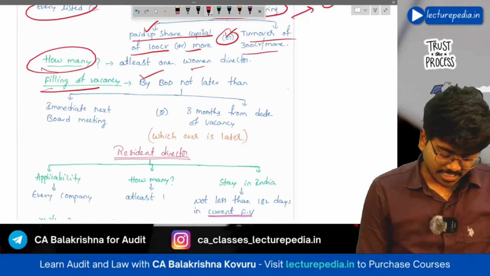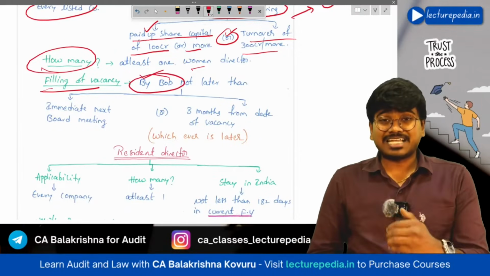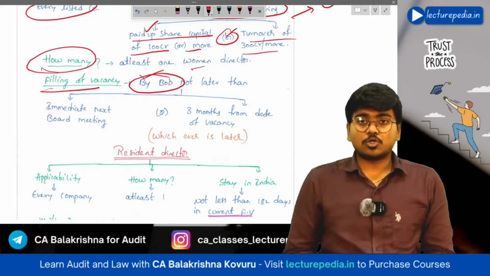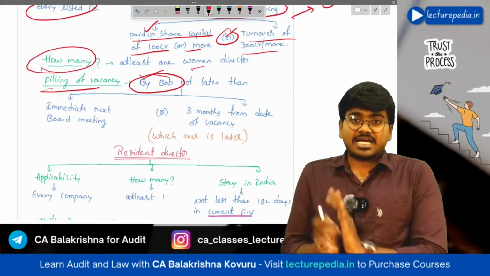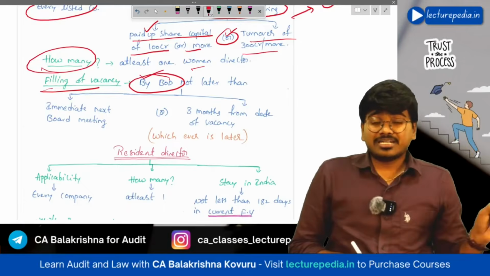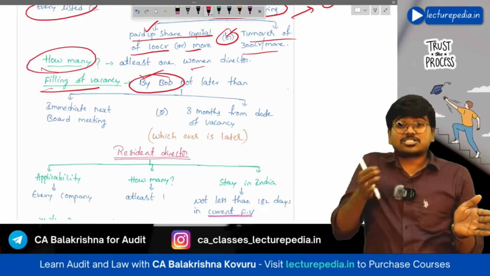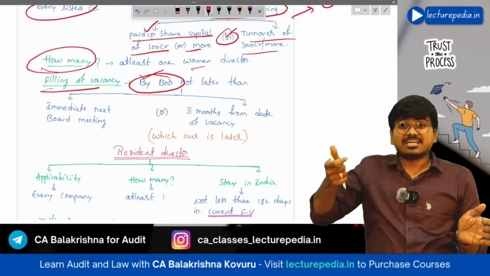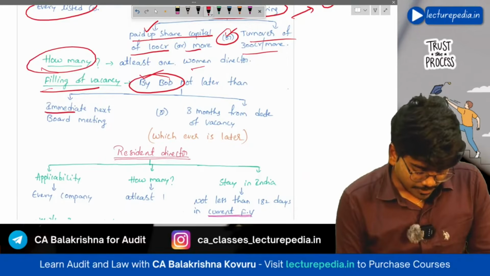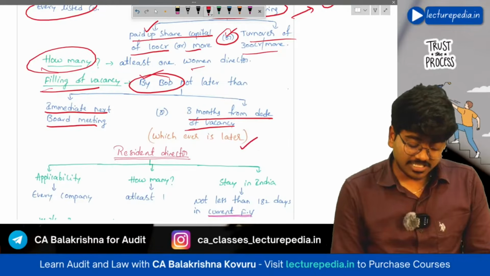See, filling vacancy, it will be filled by board of directors. What is the time period within which you have to fill the vacancy of woman director? You have to fill the vacancy of woman director not later than next 3 months, or the next board meeting, whichever is later. See, immediate next board meeting, or 3 months from the date of vacancy, whichever is later.